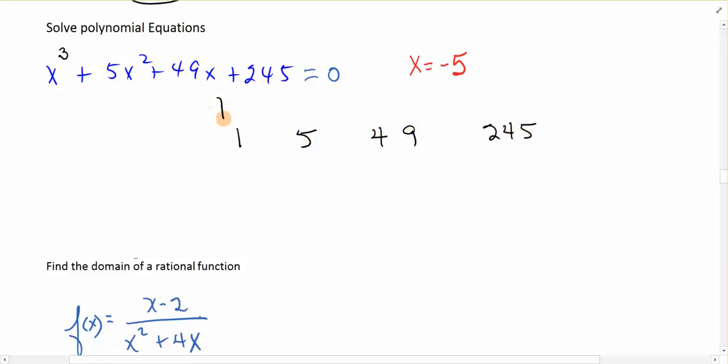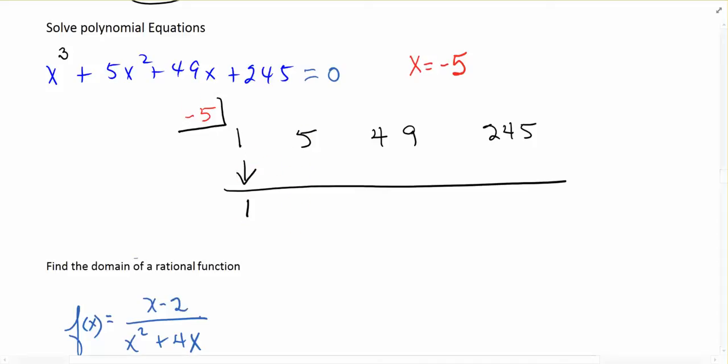I don't know how you learned it. This is how I teach it. I do a backwards L and I put -5 there. Is that what you did? Good. Okay. Then we would draw a line. We bring down this one. And from there on, it's multiply and put your result here and add. So -5, and we add, we get 0. Multiply, we get 0. Then we have 49 here. Multiply, and we get -245, and we get 0. And you should get 0 on the end.